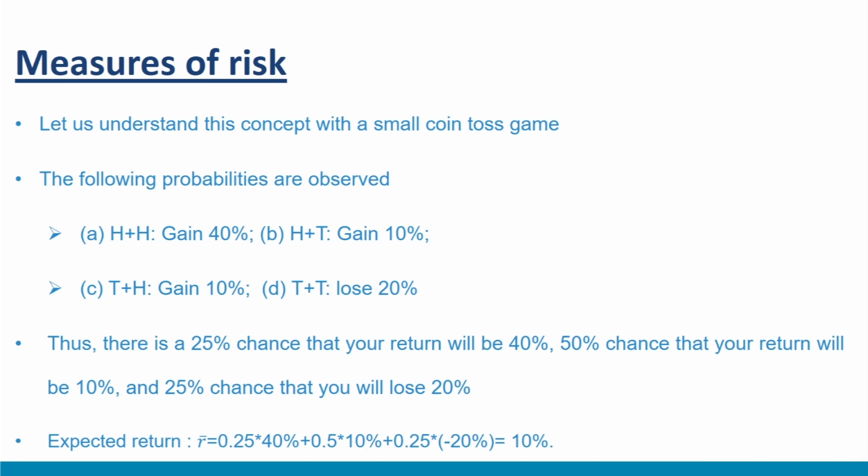The overall expected return from this exercise can be easily computed as shown here. R bar, that is expected returns, equal to 0.25 into 40% plus 0.5 into 10% plus 0.25 into minus 20% equal to 10%.